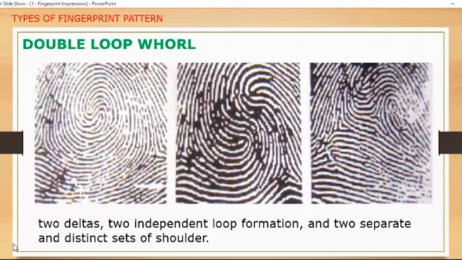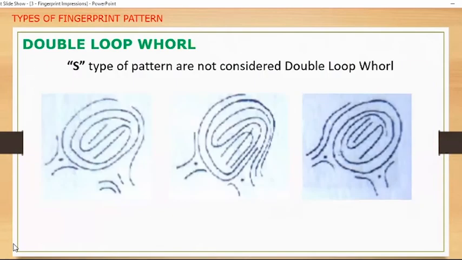Ito is double loop wall because meron siyang two independent loop formation. Ito independent loop formation, ito isa, independent din siya. So, hindi siya magkadugsong, kaya independent. Meron siyang two deltas. Ito delta, left delta, right delta. Diba nasa baba yung isa niyan? Okay? So that is the double loop wall.